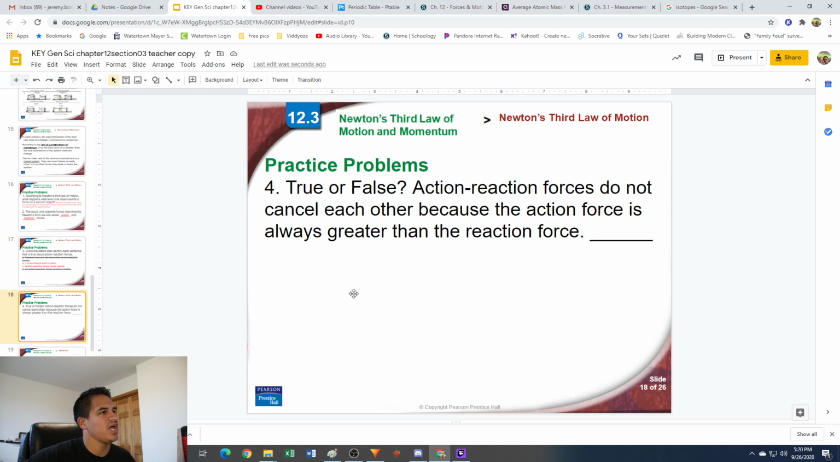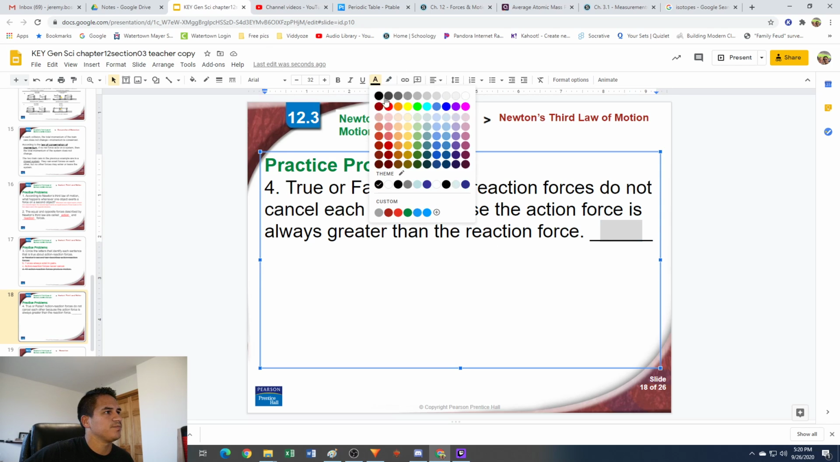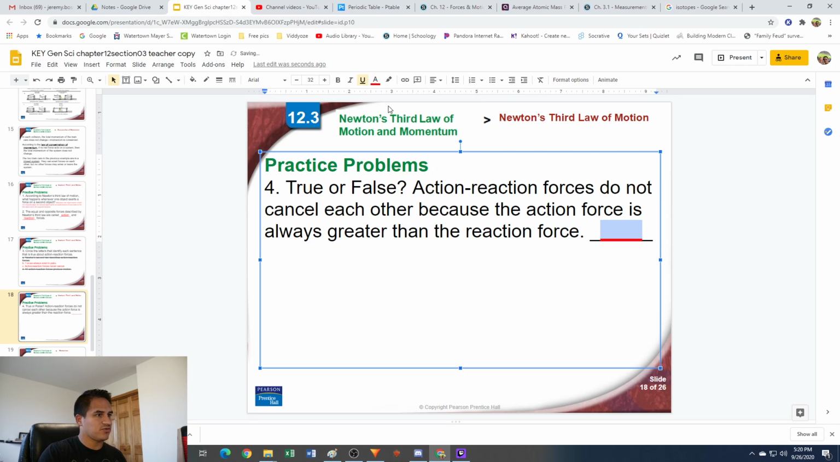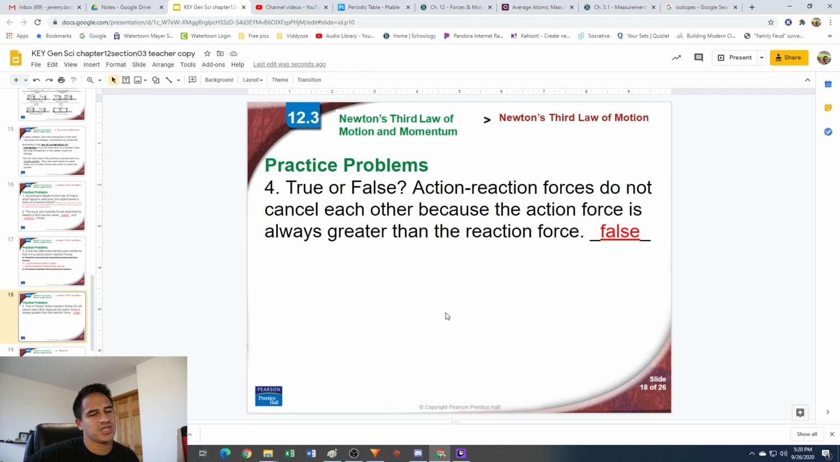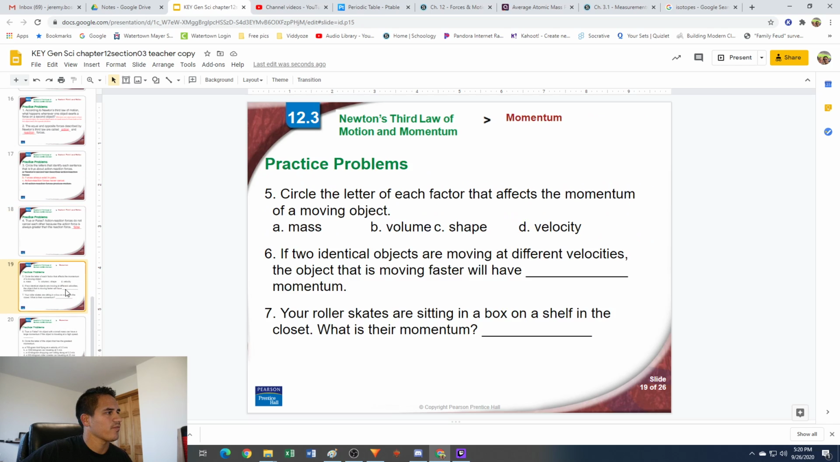Number 4, true or false? Action-reaction forces do not cancel each other because the action force is always greater than the reaction force. So this is false. It is true that action-reaction forces do not cancel each other, but it's not because the action force is always greater. It's because each force is acting on a different object. Therefore, they don't cancel. If they were both acting on the same object, then they would cancel out because they'd be pointing in opposite directions, same size, same object.